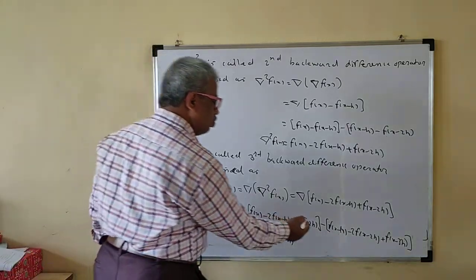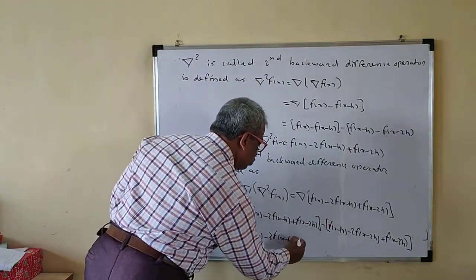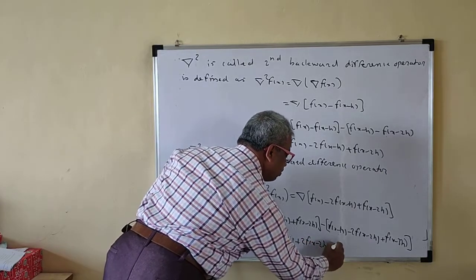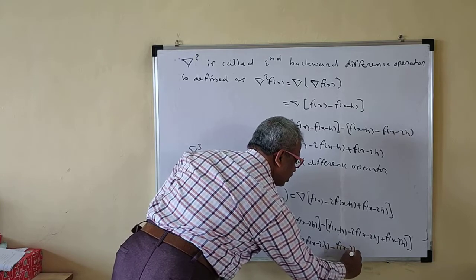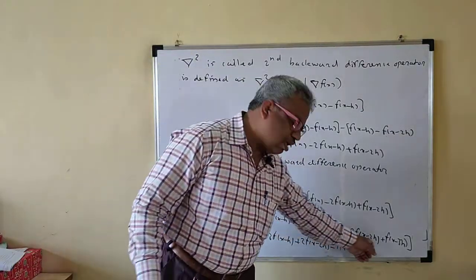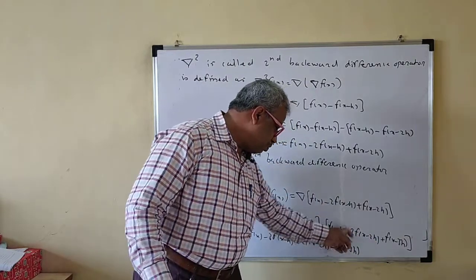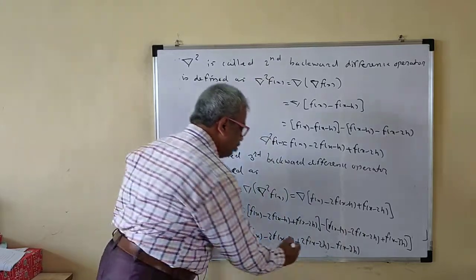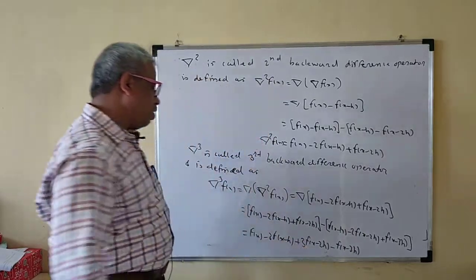Okay, so this minus 1 becomes plus now. So plus 2 times f of x minus twice h, and this is minus f of x minus 3h. So this is f of x minus twice h. Minus 1 becomes plus, this is plus 1, this is plus 2. So this becomes plus 3 now here.